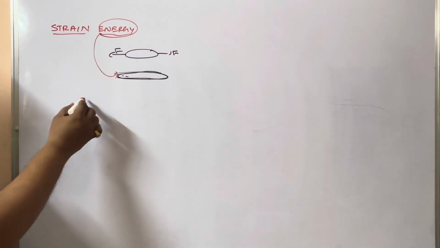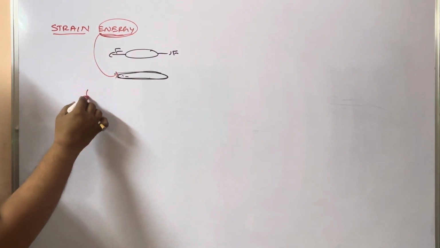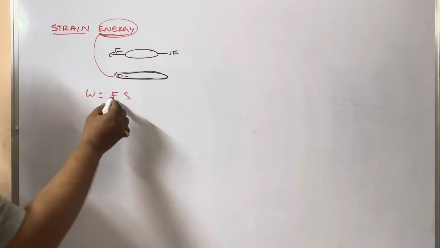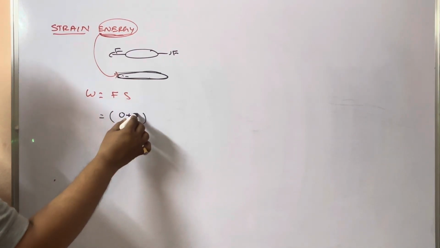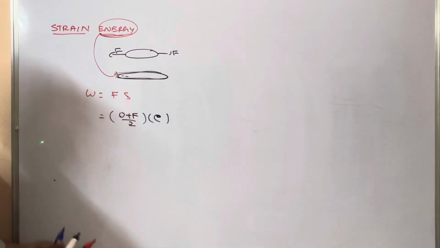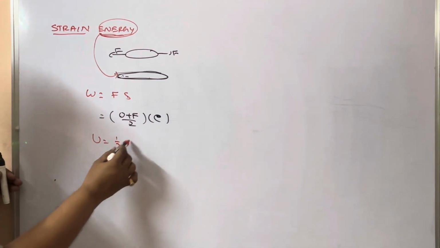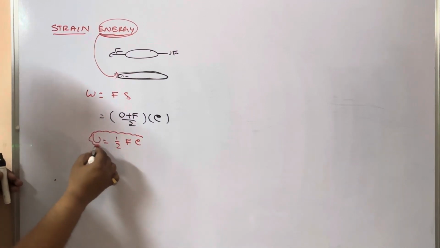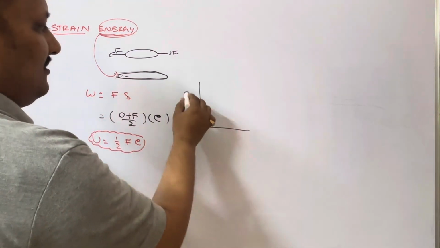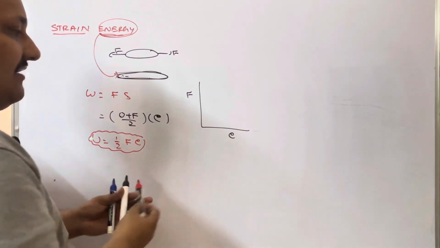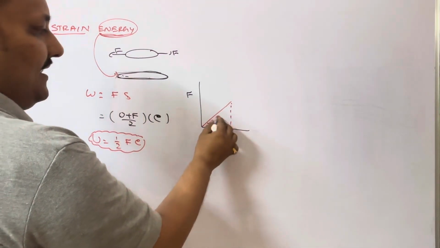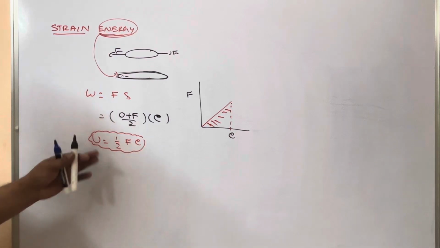For this, how are we going to apply the formula? Every energy we get from work done. Work done is nothing but force into displacement. Here we take the average force, without doing the integration derivation, 0 plus F by 2. Displacement is nothing but elongation. So the energy is half of force into elongation. They will give you a graph of force and elongation. Whenever they give a graph, what energy will they ask? Simply, the area under the force-elongation graph gives the energy.